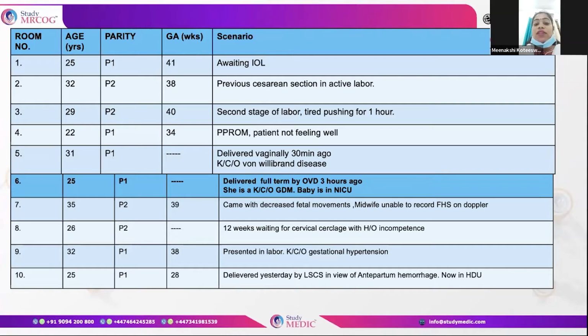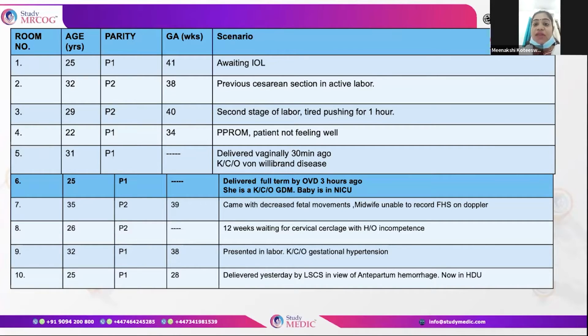So this is a case of chorioamnionitis based on the findings. Firstly, I would like to initiate the sepsis 6 bundle protocol, and inform the consultant as well as the neonatologist. Since this is a preterm case, I would like to ensure whether there is a bed availability in the NICU or not. And then I would inform my consultant, take the opinion.